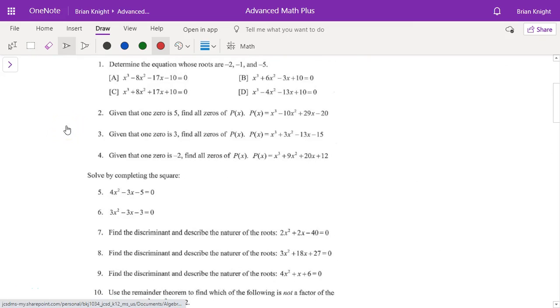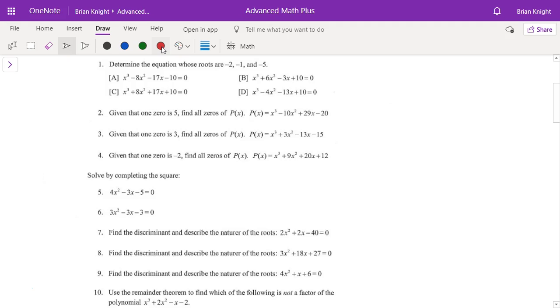Today we get to do Chapter 4's mid-review, talking about functions. So we're going to start off. Number one says determine the equation whose roots are -2, -1, -5. The cheat way of doing this, if you have no clue, is to graph all four of your answers and see which ones go through -2, -1, and -5.